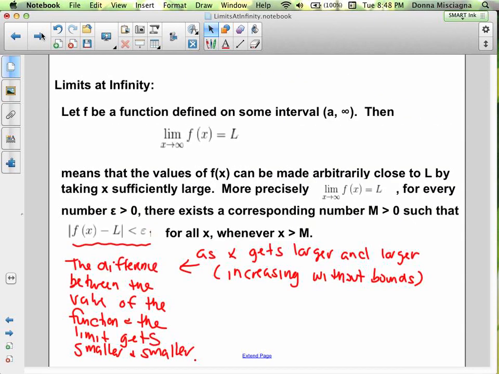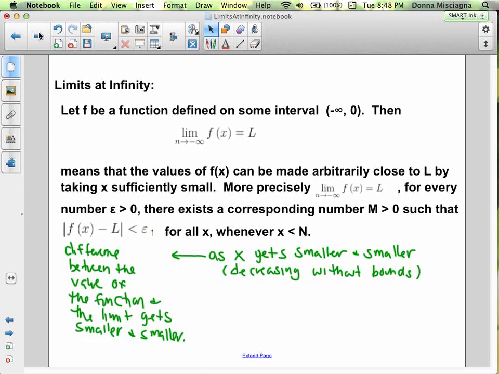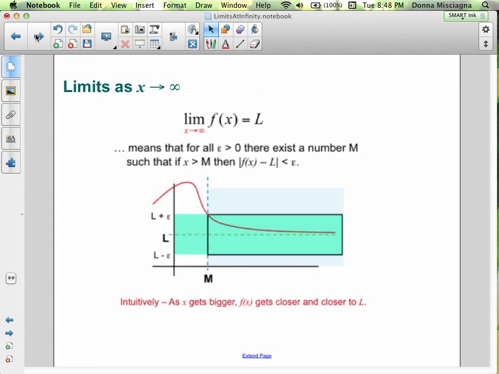So let's continue looking at limits at infinity. Now here's a visual representation of that. The limit of f of x as x approaches infinity equals L means that for all epsilon greater than 0, so if we're looking at differences greater than 0 between the value of our function and our limit, there exists some number such that as x gets larger and larger, we're getting closer and closer to that limit.